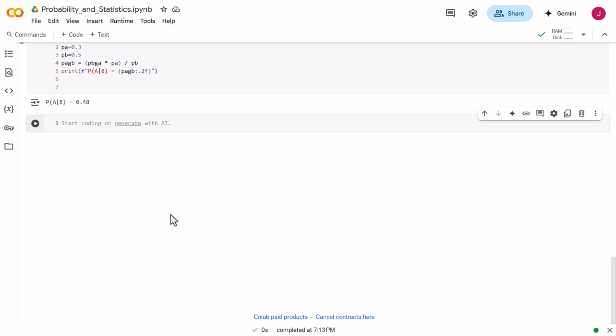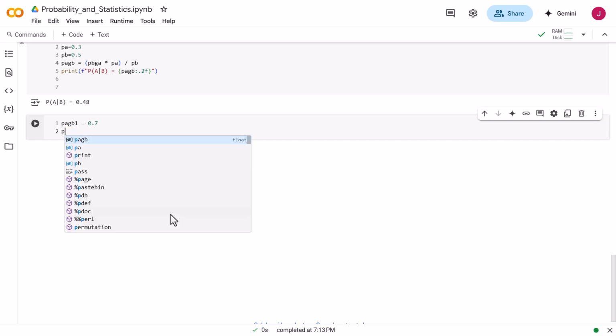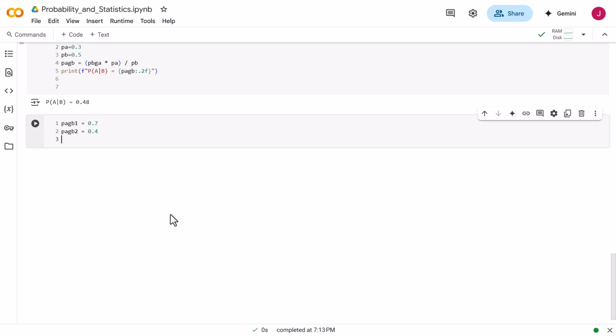The next topic is the law of total probability. The law of total probability states that the probability of an event can be found by considering all possible ways the event can occur, weighted by the probability of each condition that might lead to it. For example, I have probability of A given B1 equal to 0.7. Probability of A given B2 is equal to 0.4. Probability of B1 equals 0.6, and probability of B2 equals 0.4.